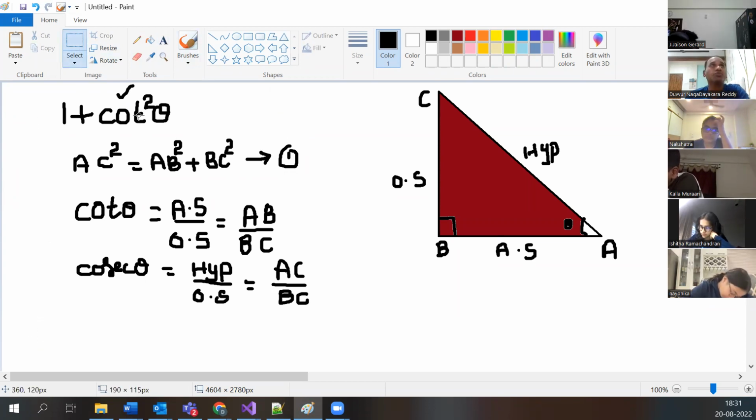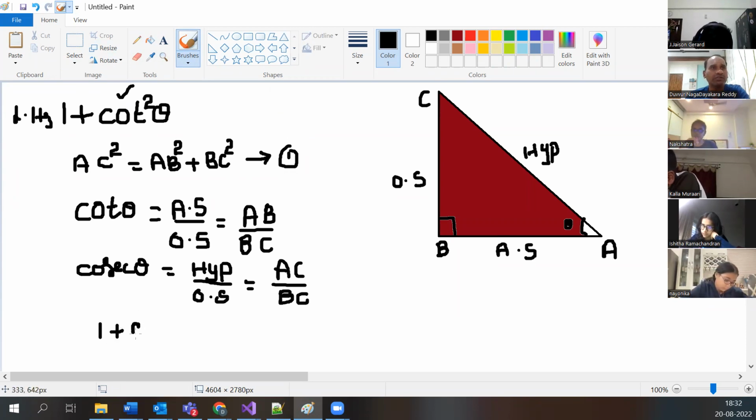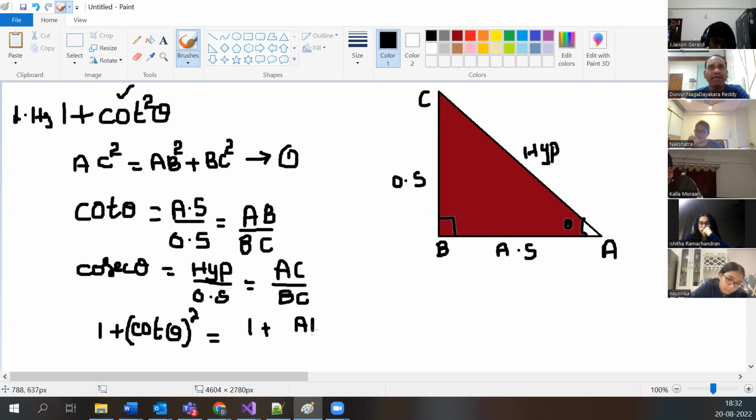So what is LHS? 1 plus cot square theta is the LHS. How can we write 1 plus cot square theta? 1 plus cot theta whole square, right? What is the definition of cot theta? From the diagram, I can write cot theta equal to AB by BC, and whole square.